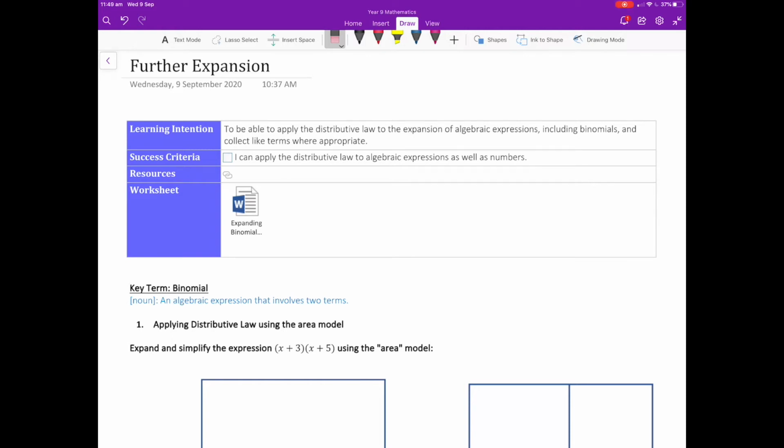So in this recording, we're going to be looking at extending our understanding of expanding algebraic expressions. So again here, we're going to be applying our understanding of the distributive law to expanding algebraic expressions, including binomials, and we're going to still be collecting our like terms where it's appropriate to do so. So in order for us to be able to effectively go in and expand more complicated expressions, we need to make sure that our understanding of the distributive law is quite concrete.